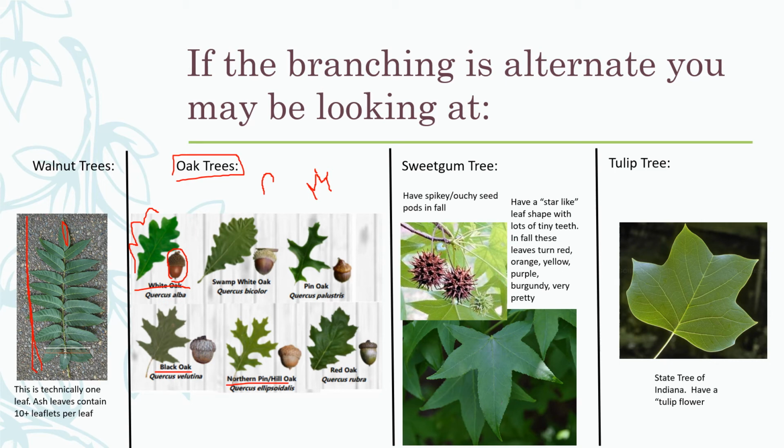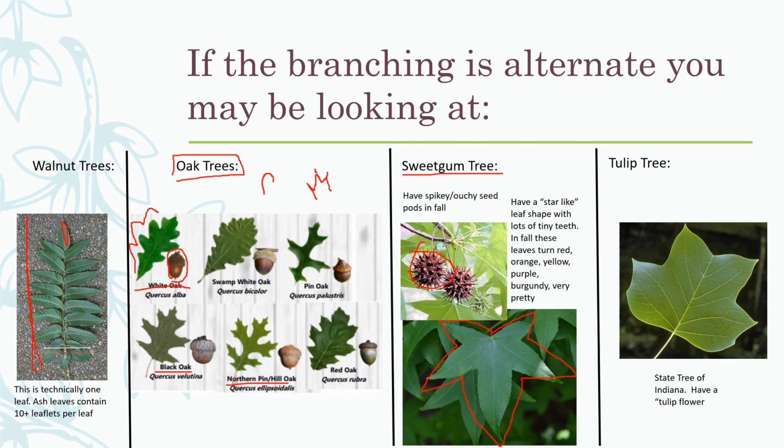All right, then we have sweet gum tree. This one's very beautiful. In the fall, it's got all sorts of colors, purples, reds, orange, yellows, like all of the pretty colors. And they're very distinct because they have this nice star-shaped pattern to their leaves. They've got really tiny teeth along their leaves, but then they've also got these spiky seed balls that make it kind of painful to walk through your yard.